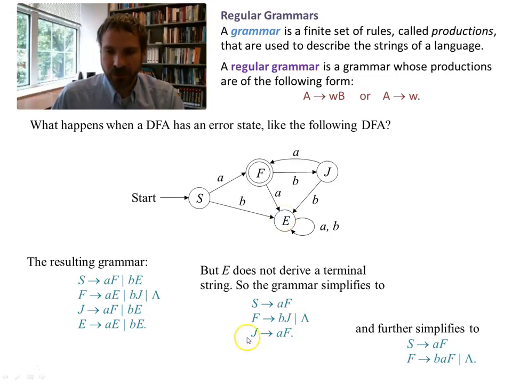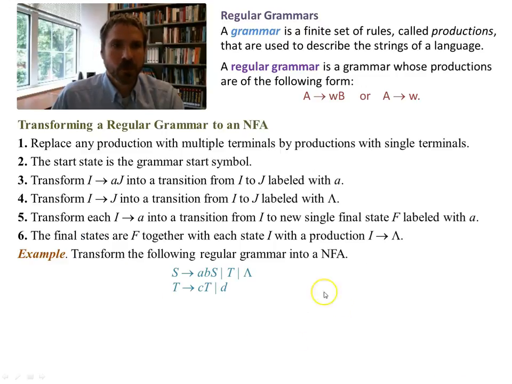We can continue the simplification because we've got this J goes to AF, so we can replace the J with AF. All right, we can do anything to anything, right? So here's a regular grammar now, it can go straight to the NFA. And just follow these rules. All of your transition rules, all of your productions in your grammar just become transitions in your state machine. So we've got this regular grammar here.